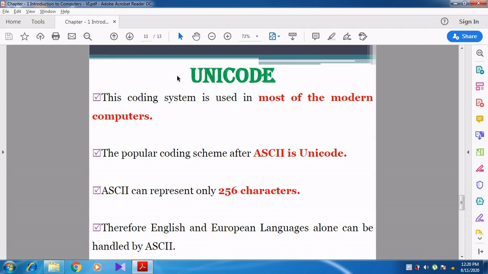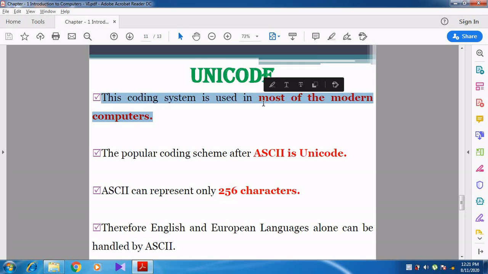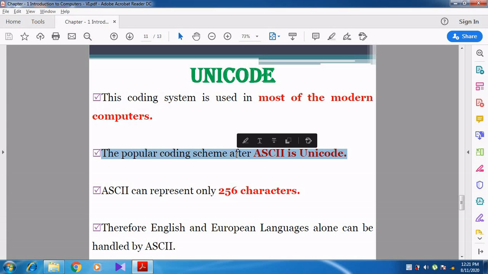And then the last encoding system is Unicode. This is the system which is most popular in the modern computers. It is the system which is followed in most modern computers. The popular coding scheme after the ASCII is Unicode. ASCII code is the very popular one and it was used by almost all the systems. After the ASCII encoding system, people are ready to follow the Unicode encoding system.